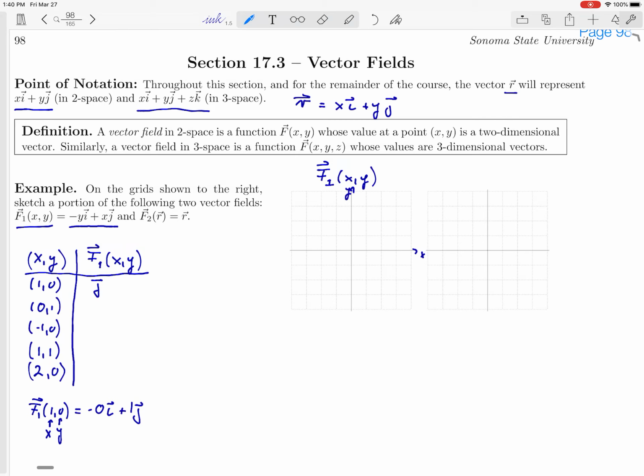Let's draw that. So here is our x-axis, here's our y-axis, and the point 1, 0 is over here. And so at 1, 0, the output of this function is j. J is the unit vector that is 1 unit long and points straight up. That is j that I just drew. And so that is the output right here. Now we can do the same thing for our second point, 0, 1. And again, when I plug in 0 for x and 1 for y, out comes minus i.